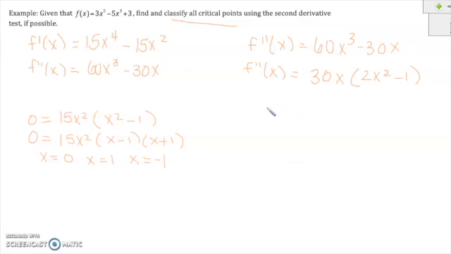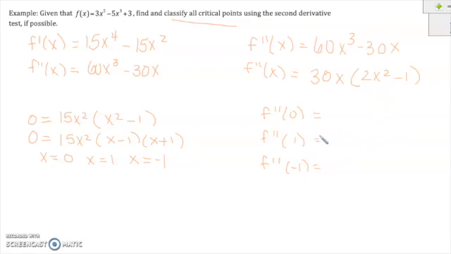So let's talk about it. If I'm using the second derivative test, I have to look at f double prime of 0, f double prime of 1, and f double prime of negative 1. And all I care about are the signs. So we know that these are critical points. So the only place on this function where maxes and mins could occur are these 3 points. If I look at the sign of the second derivative, it's going to tell me the concavity.